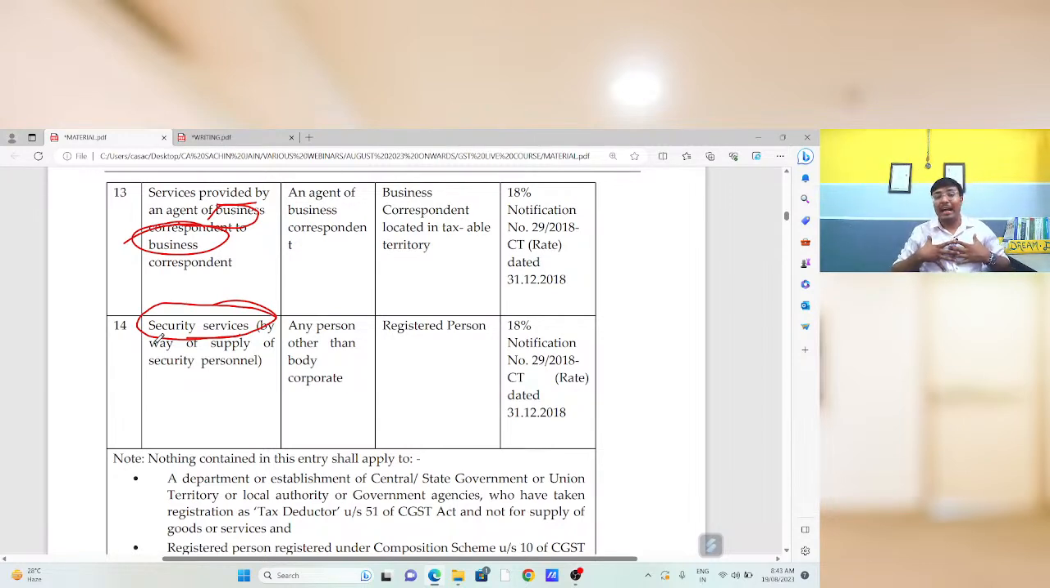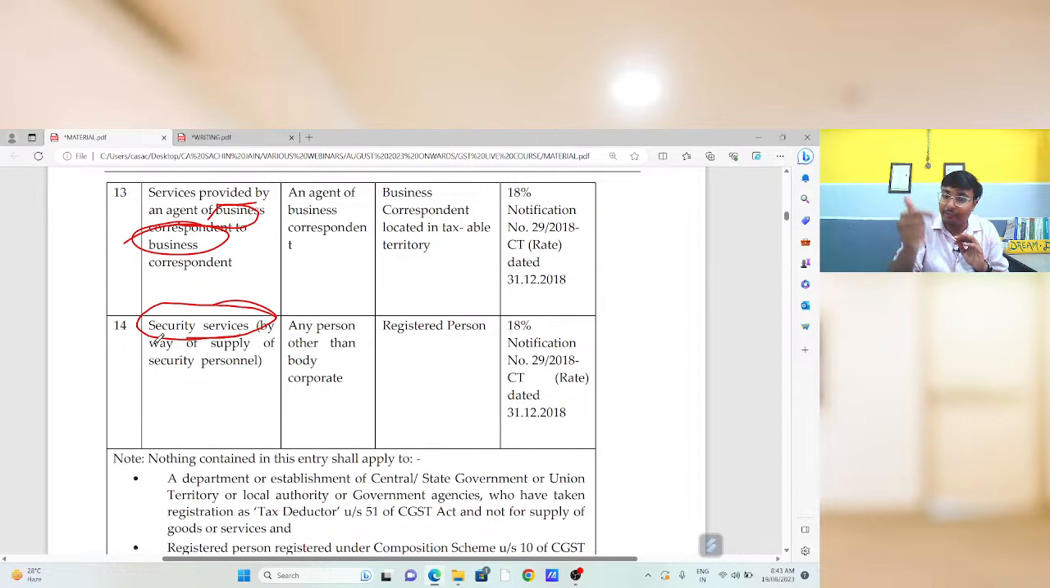In that case, I as a supplier am not liable to make the payment of taxes, but Consultancy as a recipient is liable to make the payment of taxes under reverse charge mechanism. That is the specific provision which will be applicable in case of security personnel.